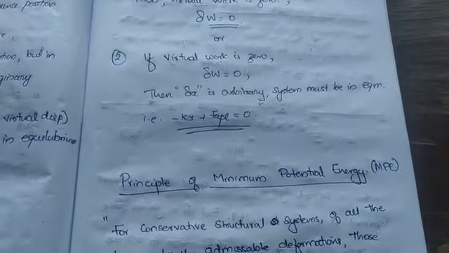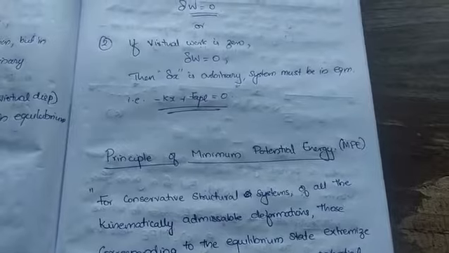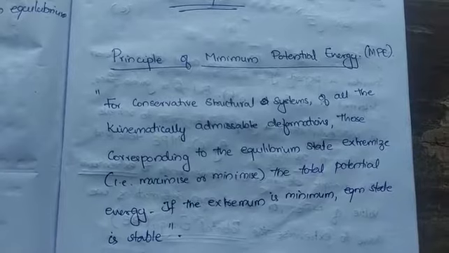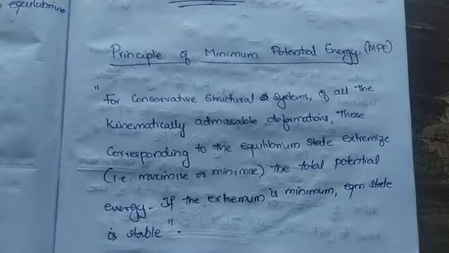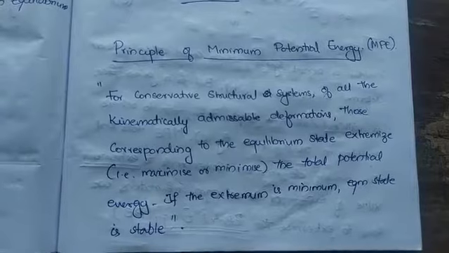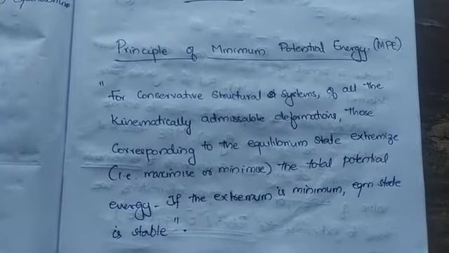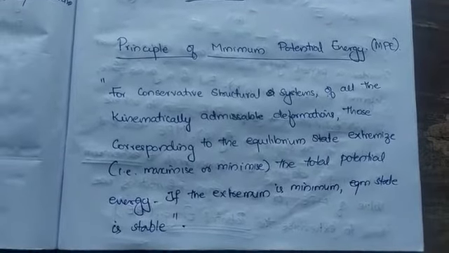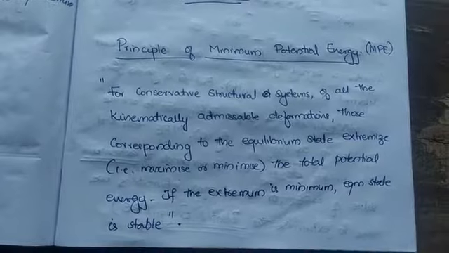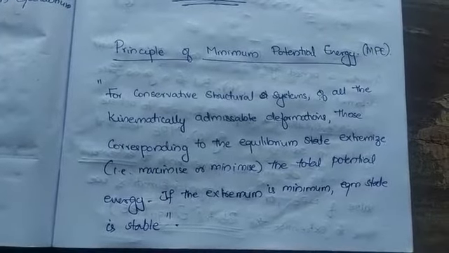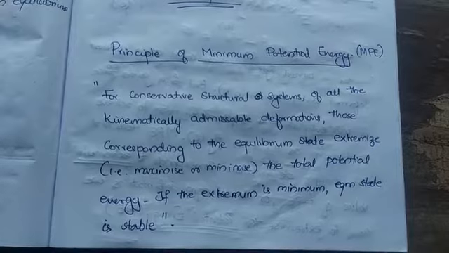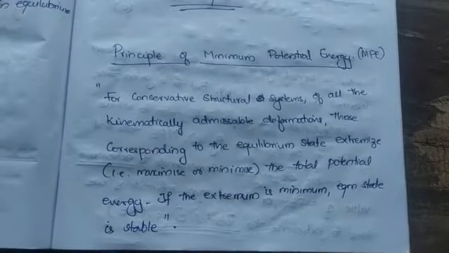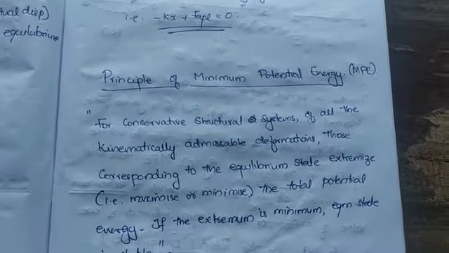Now we will go to a very important theorem, the principle of minimum potential energy. I will read out the statement first and then I will explain the concept. This statement is very interesting. For conservative structural systems, of all the kinematically admissible deformations, those corresponding to the equilibrium state extremize the total potential energy. If the extremum is minimum, the equilibrium state is stable. So what does that mean?